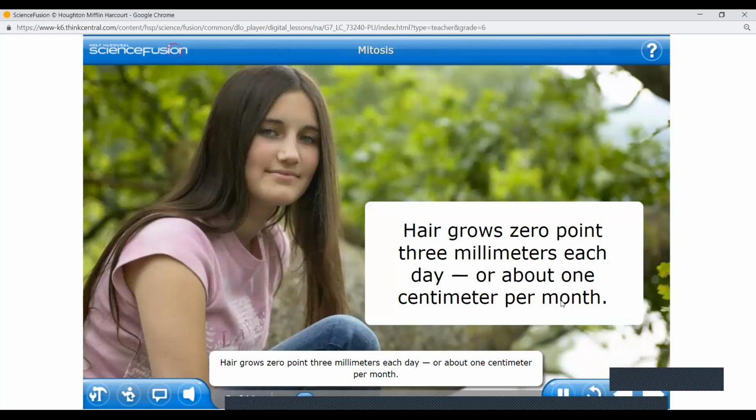Hair grows 0.3 millimeters each day, or about 1 centimeter per month. 1 centimeter is about the width of the fingernail of your index finger. Ever wonder why your hair gets longer? It's because hair cells in your scalp are dividing all the time. Hair cells, like most of the rest of your cells, divide by mitosis.